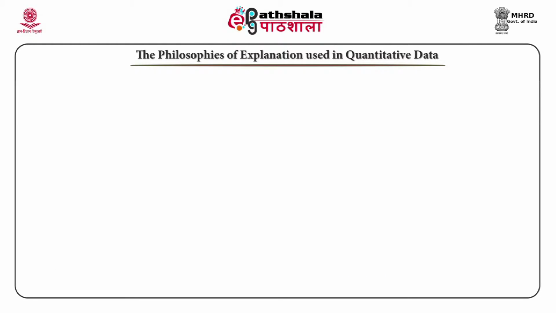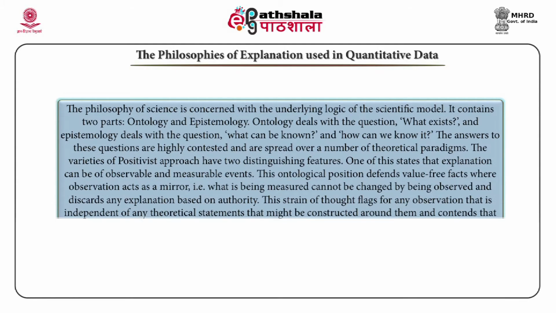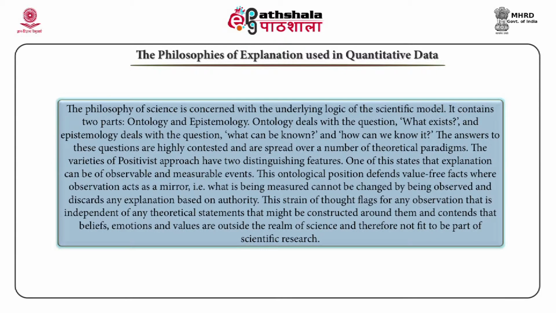Philosophies of explanation. The philosophy of science is concerned with the underlying logic of the scientific model. It contains two parts, ontology and epistemology. Ontology deals with the question what exists, and epistemology deals with the question what can be known and how can we know it. The answers to these questions are highly contested and are spread over a number of theoretical paradigms.